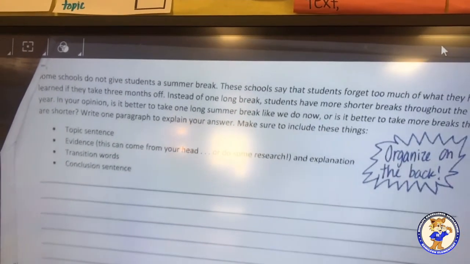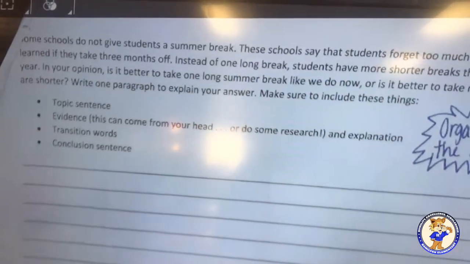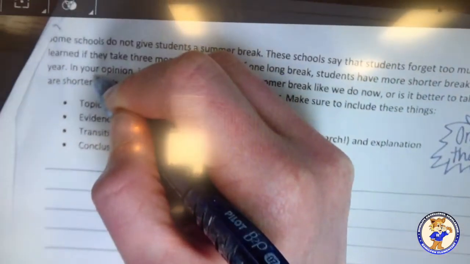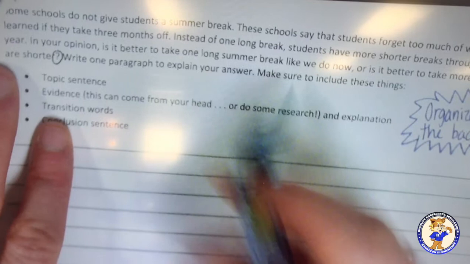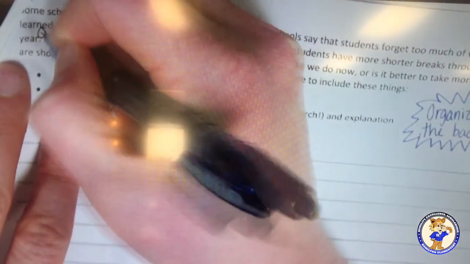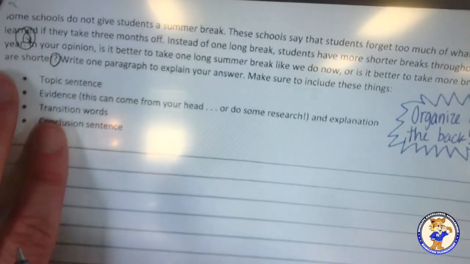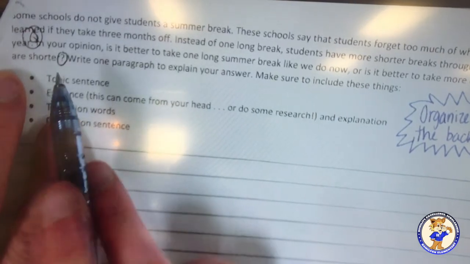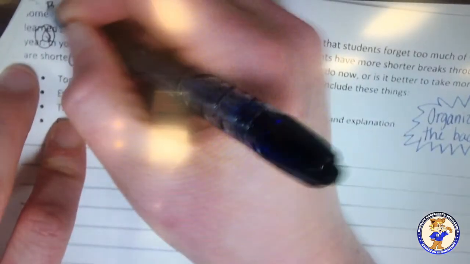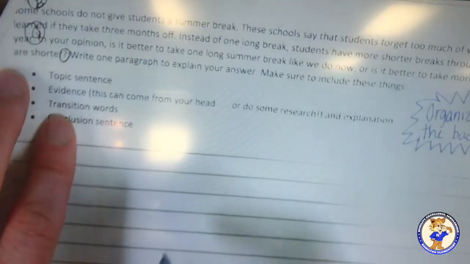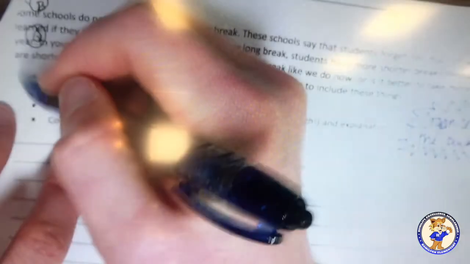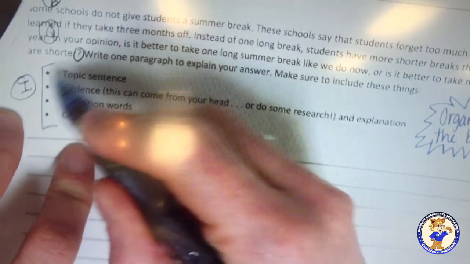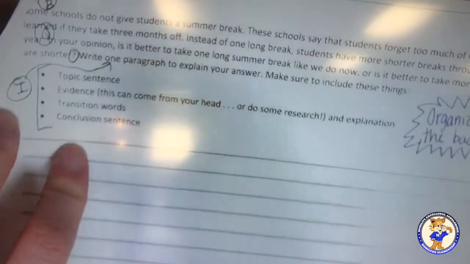Okay, so the first thing I want to do when I annotate my prompt is look for that question, and that's pretty easy because I can just look for the sentence that has the question mark at the end, and I'm thinking, what am I writing about? Is it better to take a long summer break or more breaks that are shorter? So there's my question. I'm also going to look for my background information. Usually that comes right before the question. That kind of explains what's going on about how some schools give summer breaks and some don't. And then my instructions are this part here that tells me how long I have to write it and what I need to make sure that I include.